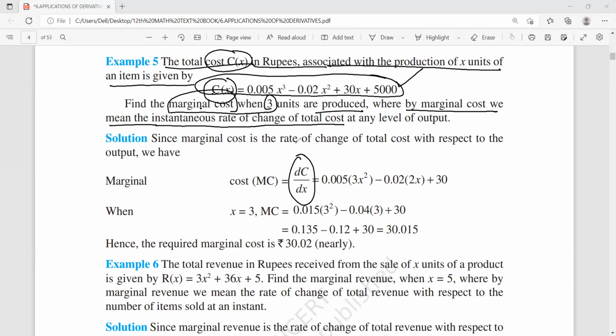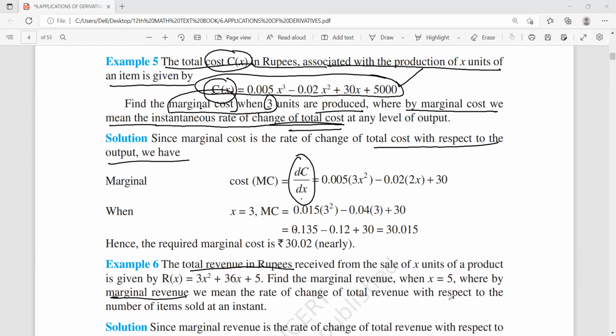Rate of change in cost means what? So he gave it already, but in the exam they will not. You should understand that. Marginal cost is the rate of change of total cost with respect to output, that is x units. So total revenue in rupees, cost or revenue is the same thing. Now when he gives revenue, he asks what is the instantaneous rate. Marginal revenue they will ask. Marginal revenue means what? Instantaneous, same thing.